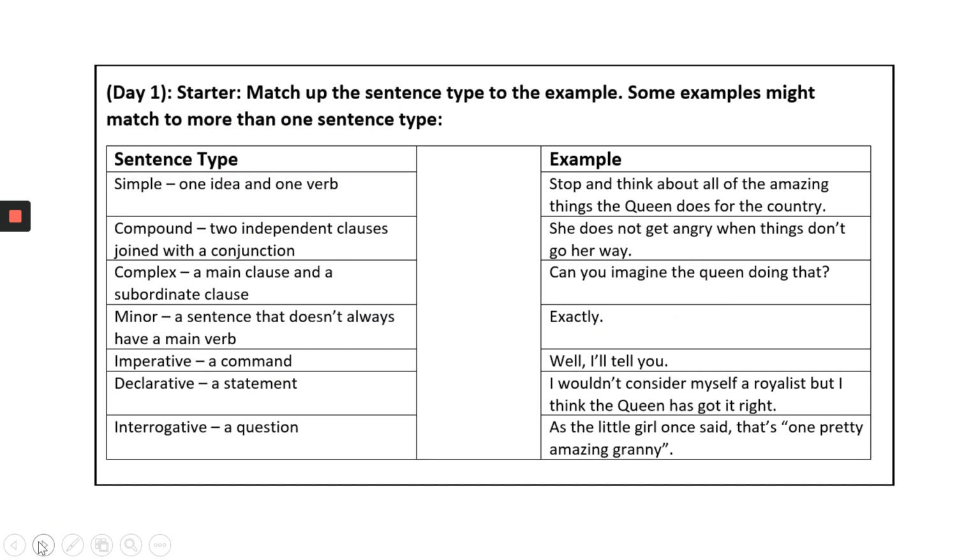Have a look then at the starter. See if you can then match up the sentence types to the examples. You don't have to do this at the same time, so you can watch the video all the way through and then go back to the activities, or you can pause the video and do the activities as we go along. It is entirely up to you. So have a look at that one. Please be aware that some examples might match to more than one sentence type. So you might think, oh, that's an example of a declarative. However, it's also a compound sentence. That's okay. You can have more than one sentence type for the examples.